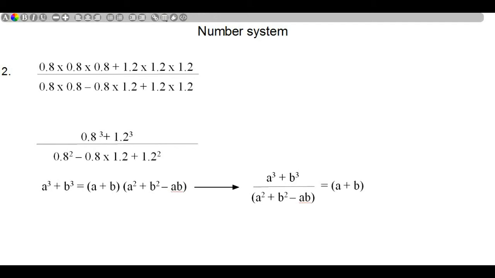Now, if you try to compare the given question with this equation, we find that it is exactly in the form of a cube plus b cube divided by a squared minus ab plus b squared. And the answer has to be a plus b. So in the given question, a is equal to 0.8 and b is equal to 1.2. So 0.8 plus 1.2 is equal to 2.0.